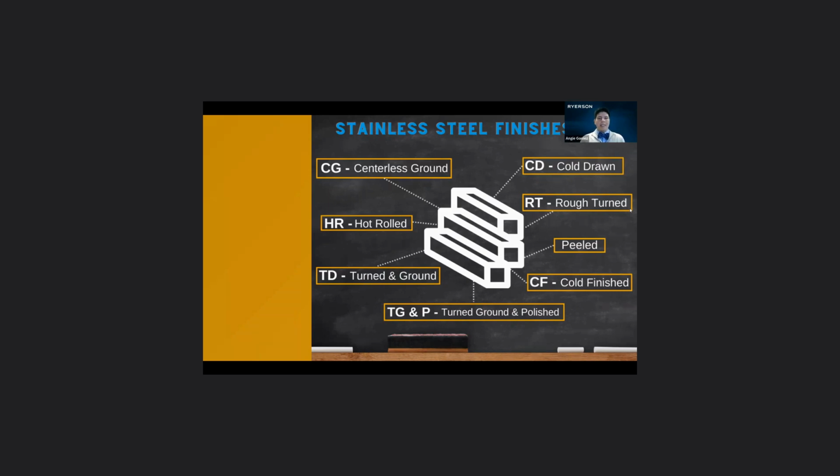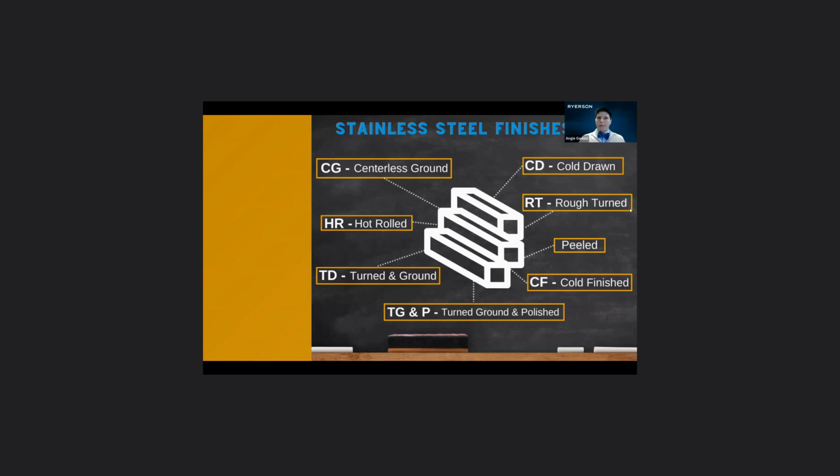The next finishes, we can talk about kind of in a group. They're all the cold finish processes. Centerless ground finish is a material that's ground to a very specific diameter, and its appearance after that grinding is going to be pretty shiny. Cold drawn will actually be drawn through a die. It doesn't always have to be round bar, it can also be flat. And when it's done, it can be dark or shiny, but there's going to be no scale on it. So kind of similar to what we talked about before with the HRAP versus the 2D.